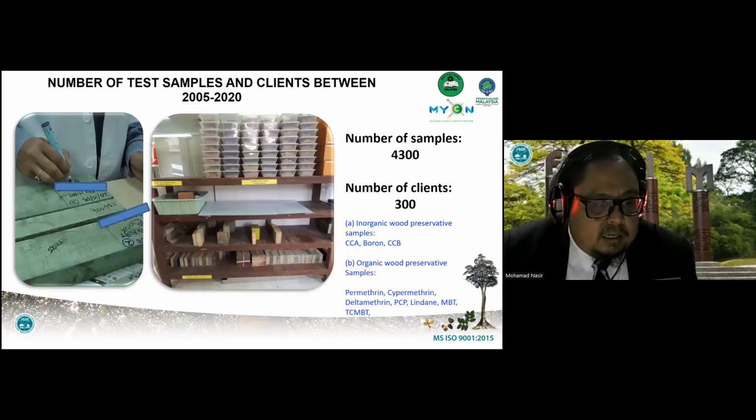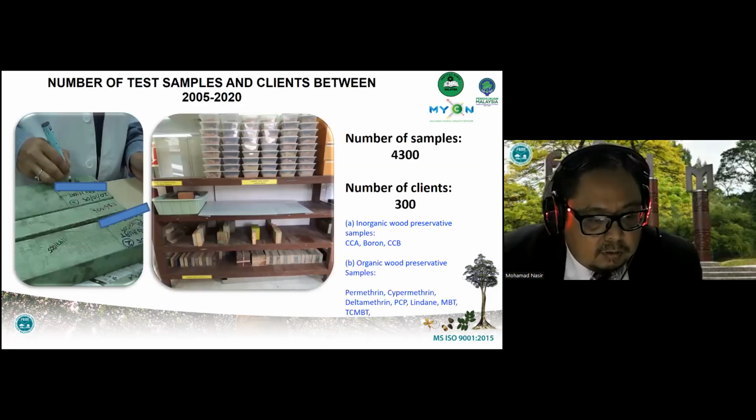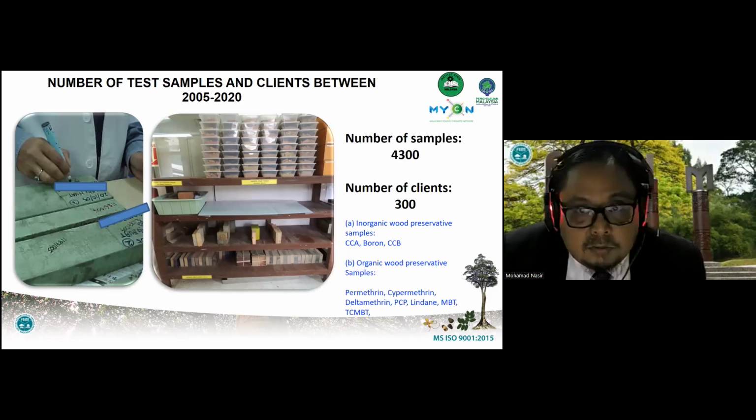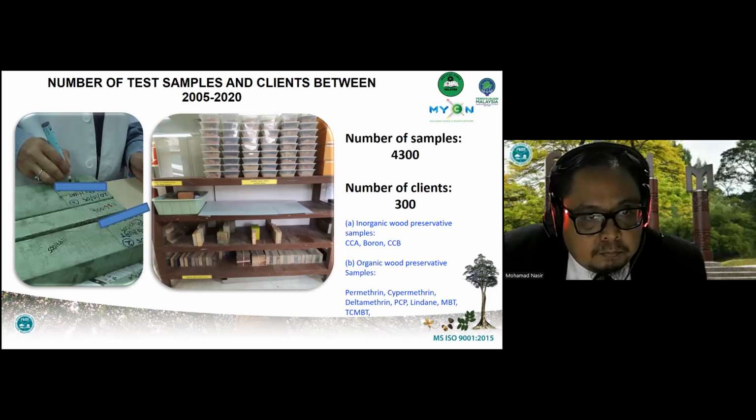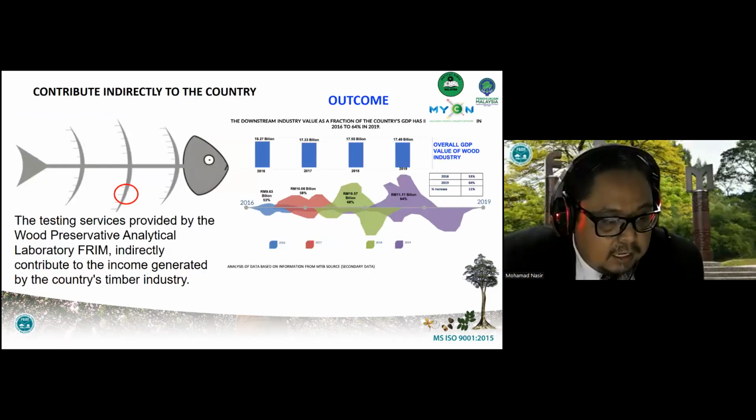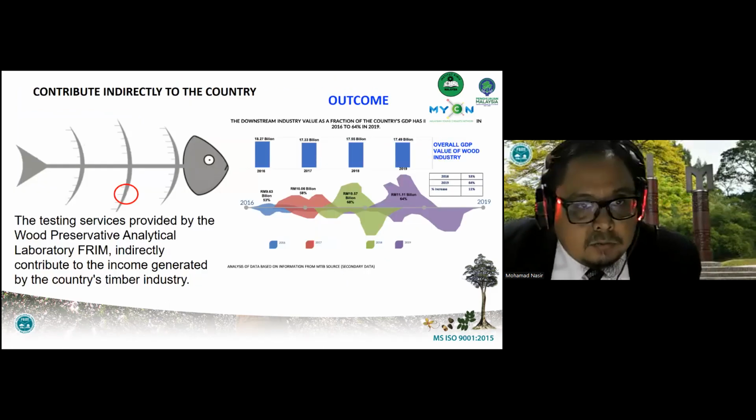And the number of samples from 2005 to 2020 is 4,300, while the number of customers is about 300. The tests carried out are divided into two: inorganic wood preservative samples and organic wood preservative samples. So we roughly generate income for FRIM of about 350,000.